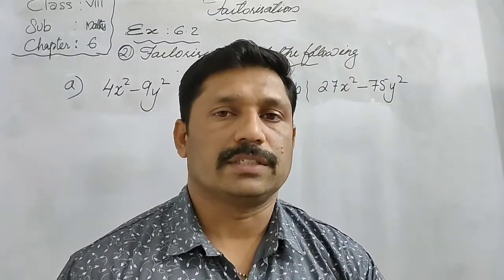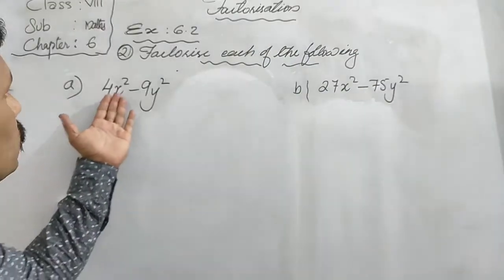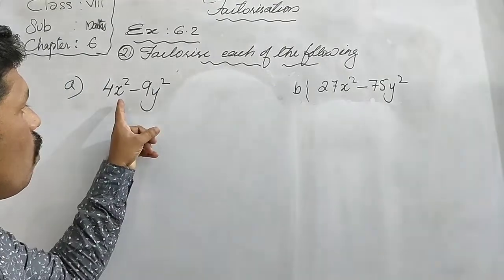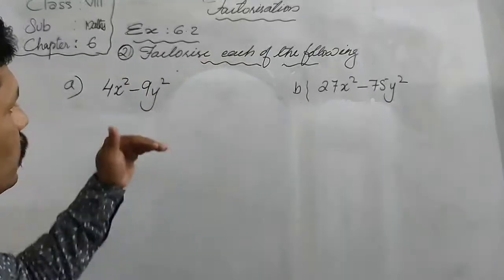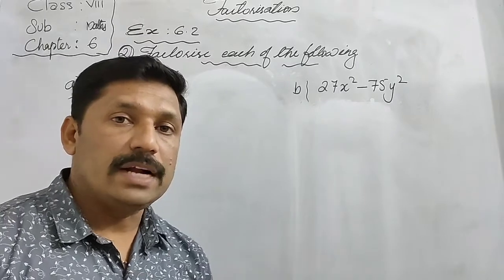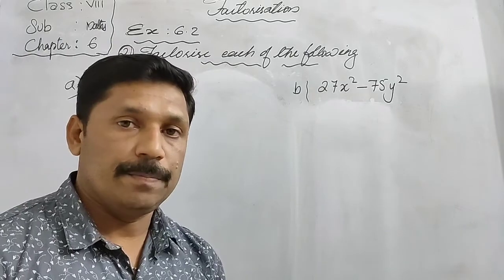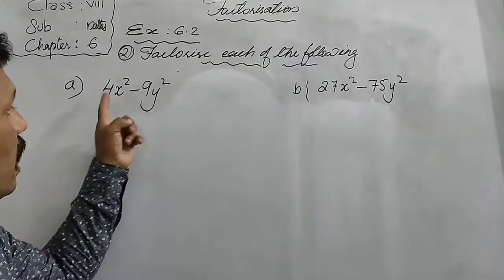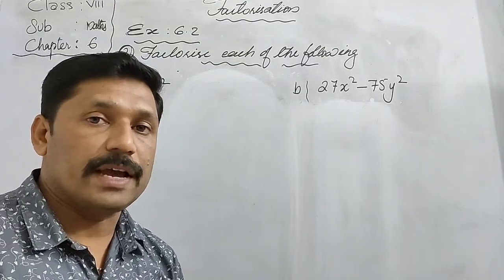So how to factorize this? Let us see. We will solve some examples. You can watch it. Here first question, 4x square minus 9y square. By seeing the question you can understand that it is in the form of a square minus b square. So if it is a square minus b square, we have to write a plus b into a minus b. In order to write a plus b and a minus b, we should know what a is and what b is. So first we want to find out what a and b are. What is a square and what is b square, that is given and we know. So from that we can find out a and b.